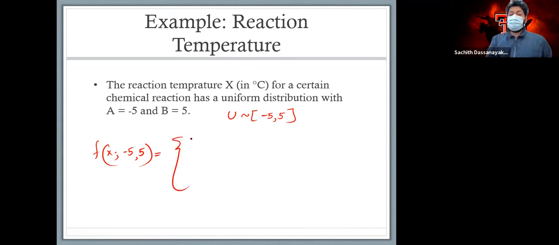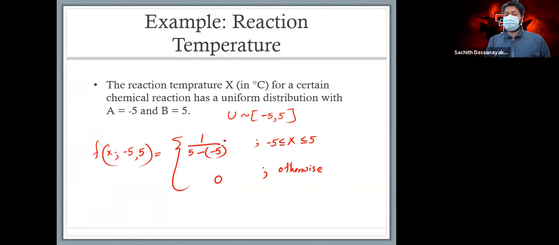I'm going to write the PDF with a square bracket. Then I'm going to write what happens in this range, x greater than or equal to -5 and less than or equal to 5, or otherwise. Otherwise, definitely 0, because this function is defined on this interval only. Any other x value goes to 0. So 1 over upper bound minus lower bound, which means 5 minus -5. Clear? This is 1 over 5 plus 5, 10. 1 over 10. Okay, this is the PDF.